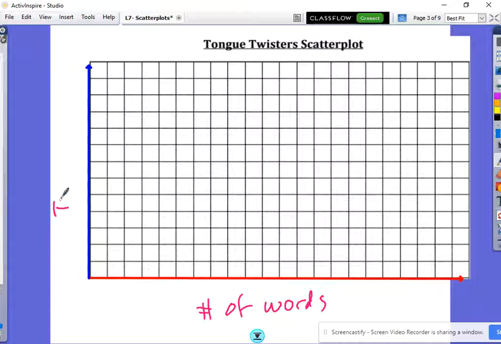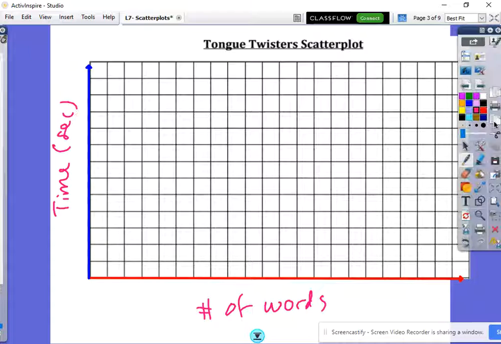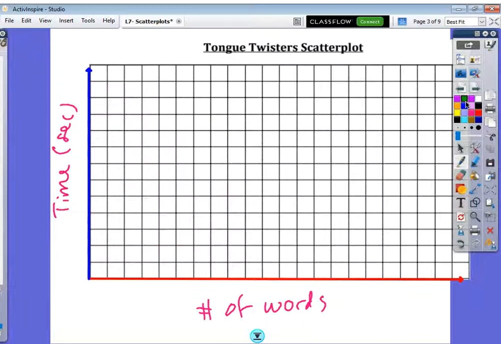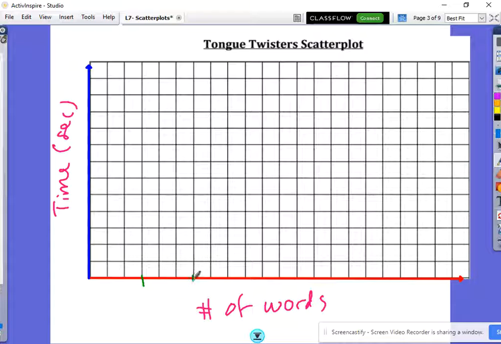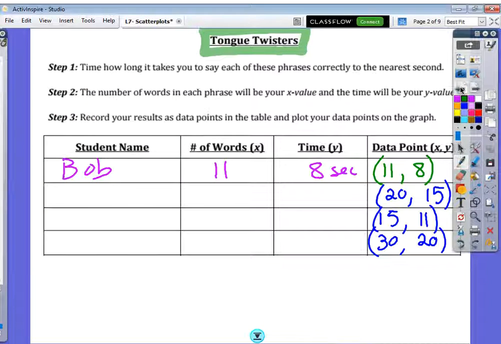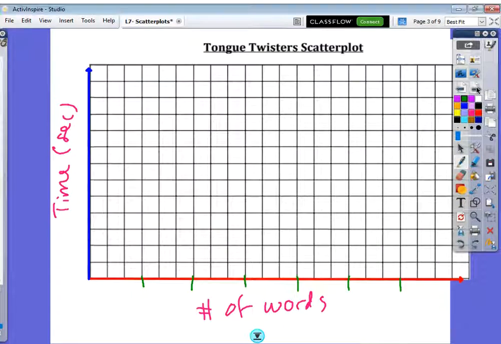And then the time that it took you to say the tongue twister goes along the left hand side, or Y value. So I'm not going to bother doing this, but let's just say that I think we had anywhere from 5 to 30 words. So I'm just going to very quickly graph some of these here and see if we can sort of make sense of it. So in this case, my first point was 11, 8, then 20, 15.